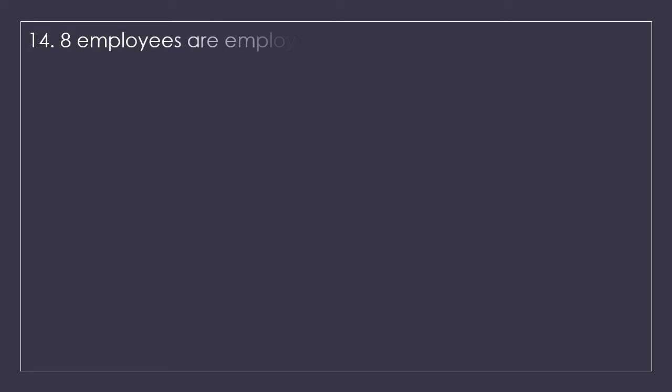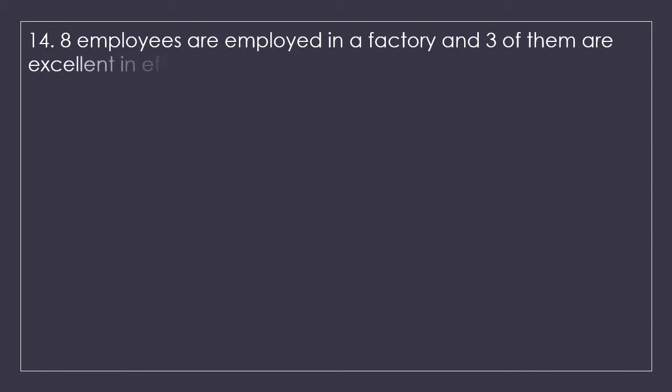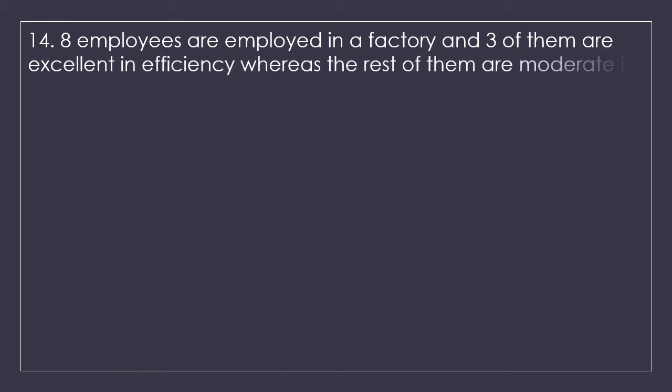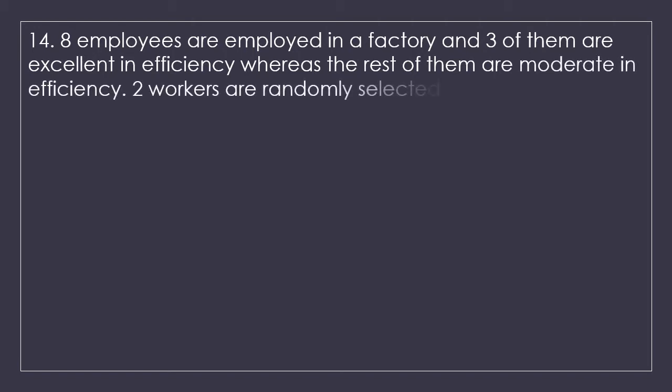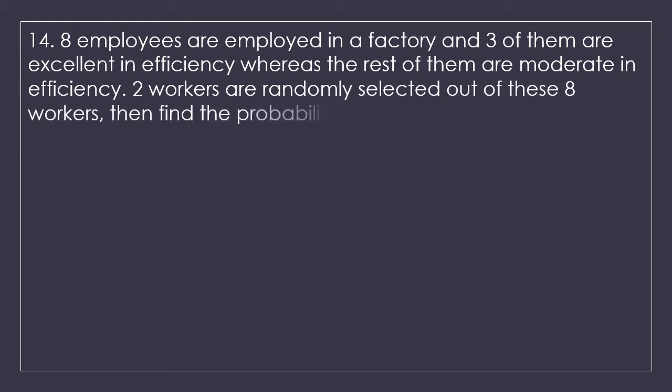Next question, 14th one. 8 employees are employed in a factory and 3 of them are excellent in efficiency, whereas the rest of them are moderate in efficiency. Two workers are randomly selected out of these 8 workers. Then we have to find the probability, but before that we have to find the total outcomes. So we are selecting 2 workers out of 8 workers, that will make it 8C2, that is 8 into 7 divided by 2 into 1, that is 28 total outcomes.